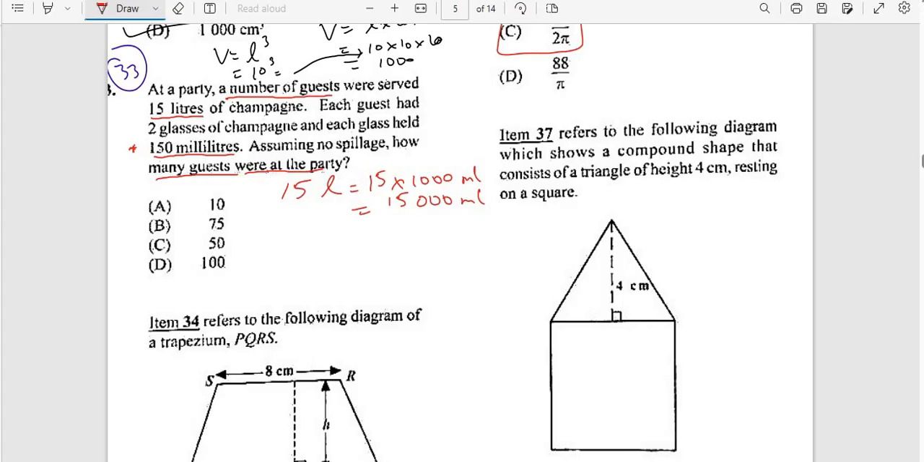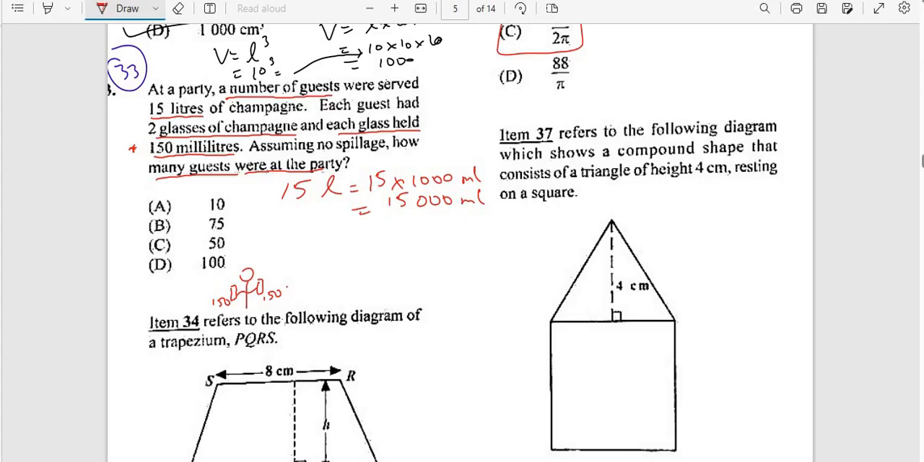The other part of the question. So we know everybody got 15,000 altogether. Now each guest had 2 glasses of champagne, and each glass held 150 milliliters. So each person had 2 glasses of champagne. Each of them held 150 milliliters. So each person got what? 300 milliliters, in other words, of champagne.